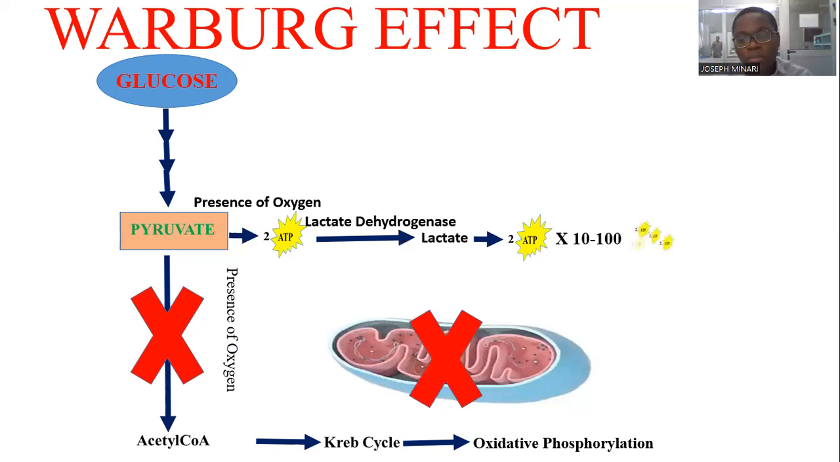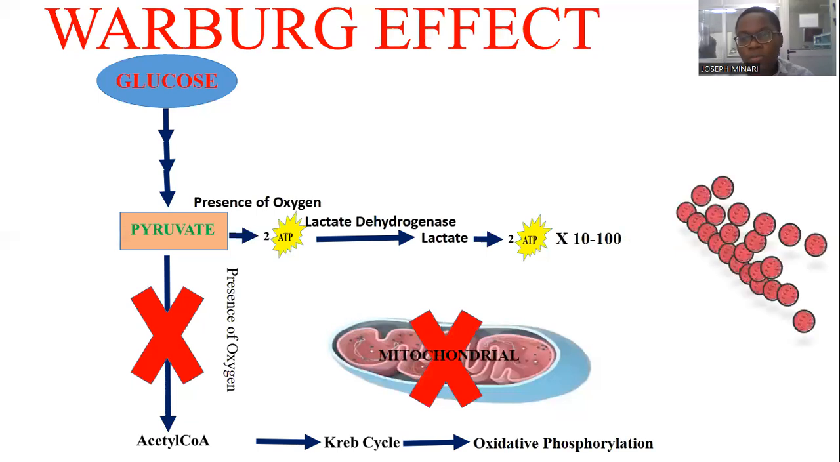Now you have massive production of ATP, and this ATP is as a result of the lactate that is being produced from the pyruvate. And the lactate dehydrogenase is the enzyme that is actually responsible for this. So you have these ATPs. Now, what do they do? They now help to begin to power some of the cancerous cells.